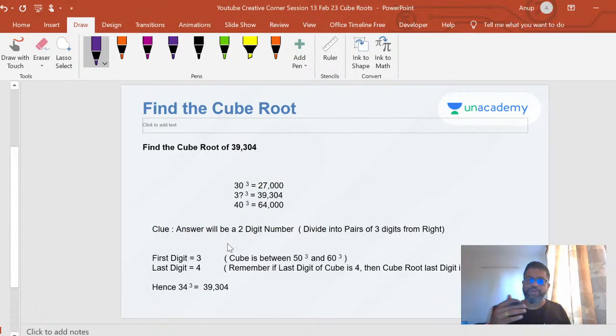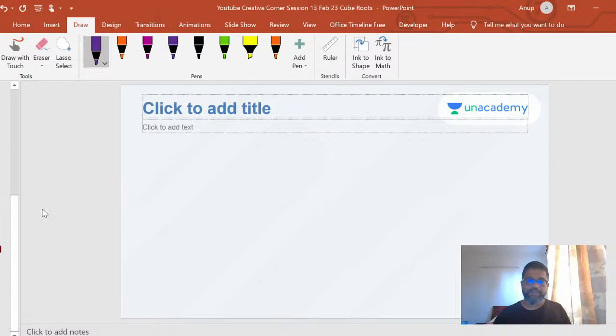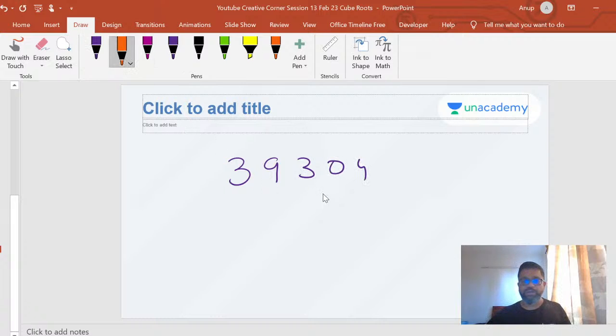Let's look at a few more examples and get a little practice with that. 39304. I've written it down in the steps also, but it kind of makes it easier when you see a lot of text. So as the first step was to what? To divide it in pairs of 3. This also you can consider as a pair of 3, because you can consider it as 0, 39. This becomes pairs of 3.